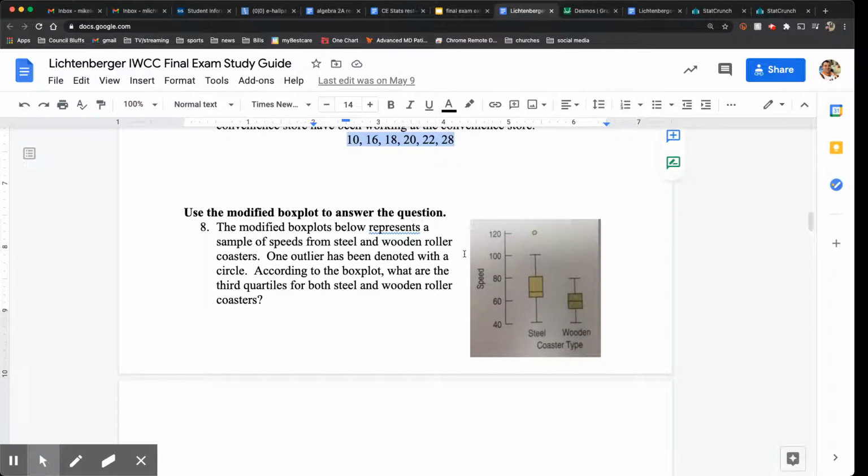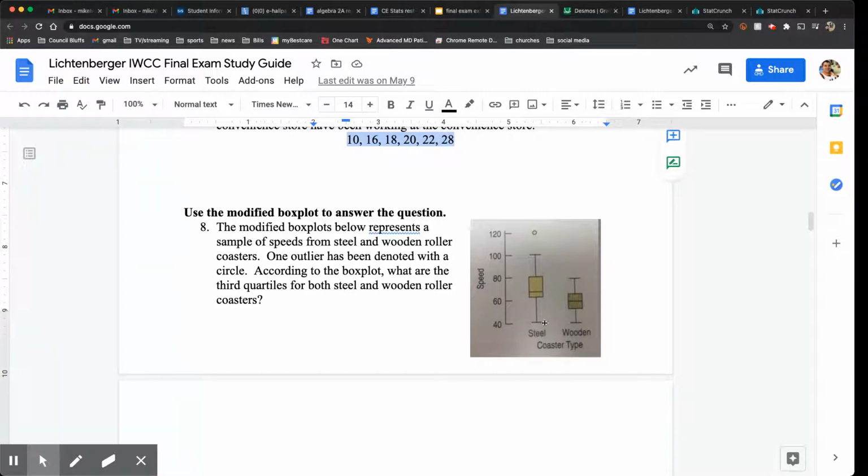The modified box plots below, or to the right, represent a sample of speeds from steel and wooden roller coasters. One outlier has been denoted with a circle. According to the box plot, what are the third quartiles for both steel and wooden roller coasters? So these are box plots. If we forgot, on a box plot, whether it's horizontal or vertical: if it's a horizontal box plot, we'd look left to right. If it's a vertical box plot, we'd look bottom to top.